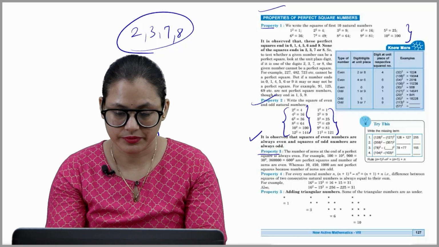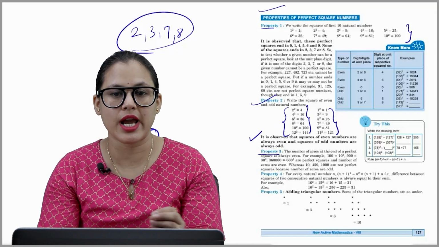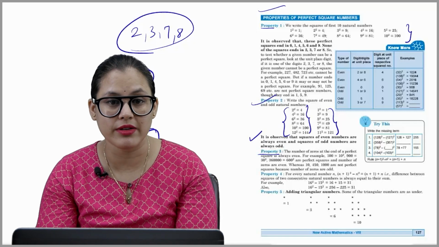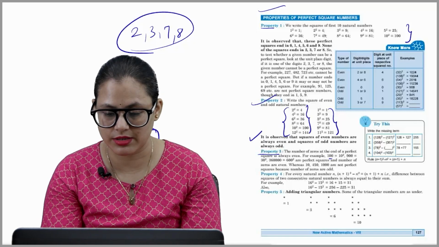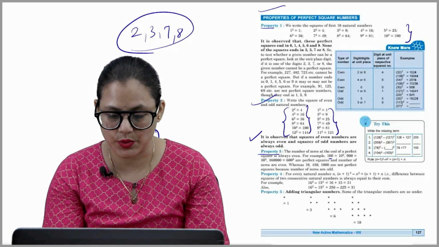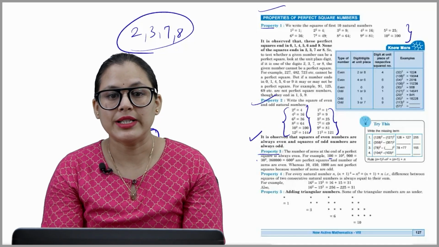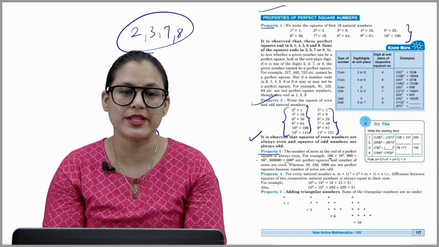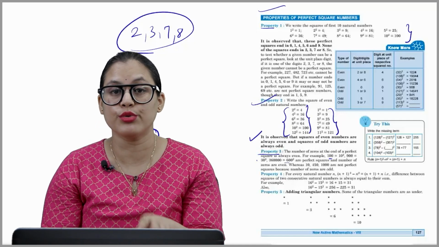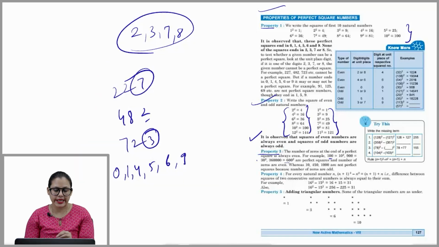Property 3. The number of zeros at the end of a perfect square is always even. For example, 100, in this case we have 2 zeros, it is the square of 10. 900 is the square of 30. And 3,60,000 is the square of 600. In perfect squares, the number of zeros is even. Whereas 10, 450 and 1000 are not perfect squares because the number of zeros is odd, right?